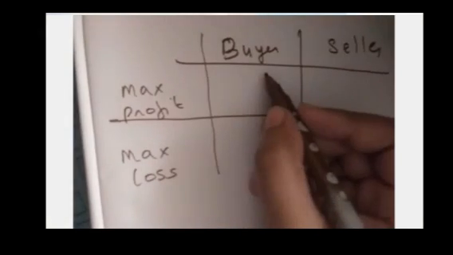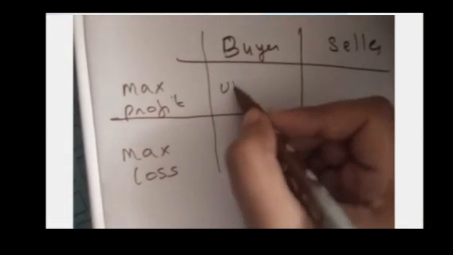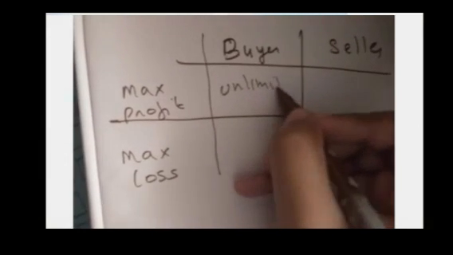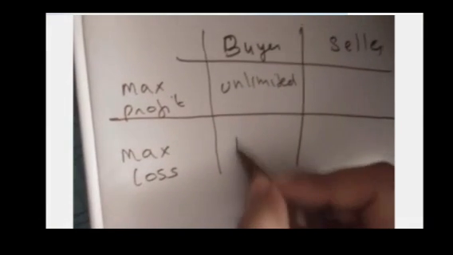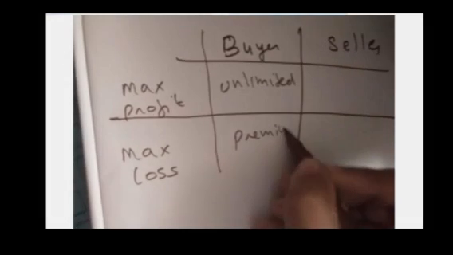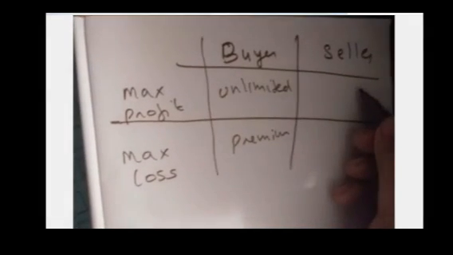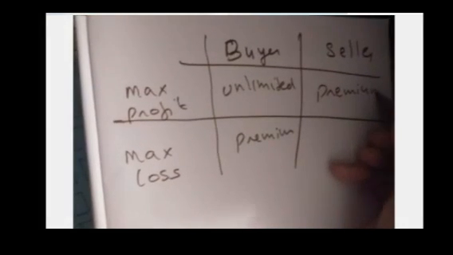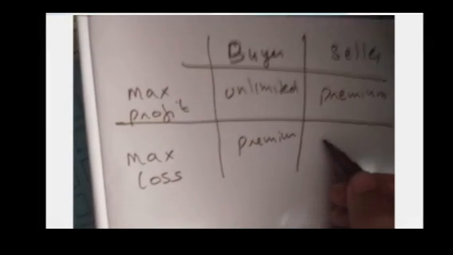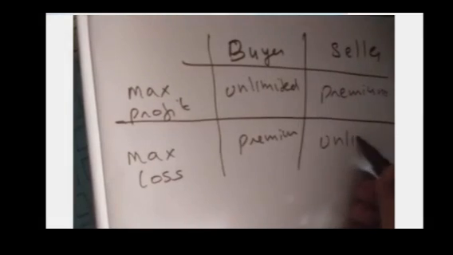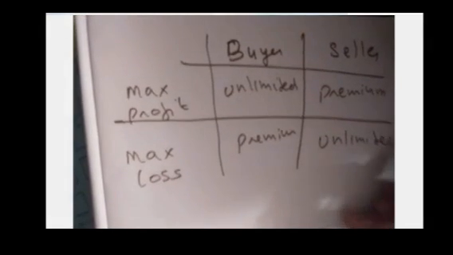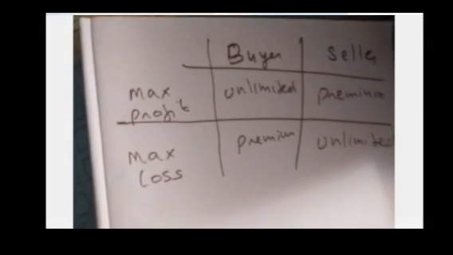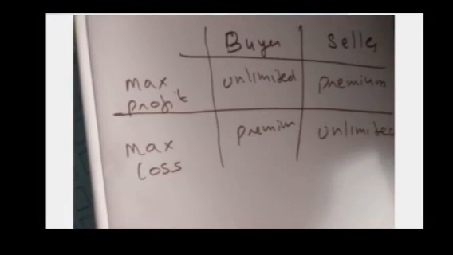So in case of a buyer, maximum profit is unlimited and maximum loss is the premium paid. Okay, and in the case of seller, what is the maximum profit? The premium amount he received is the maximum profit, and what is the maximum loss? Unlimited is the maximum loss. This is the case of a payoff. I hope it's clear to you all.